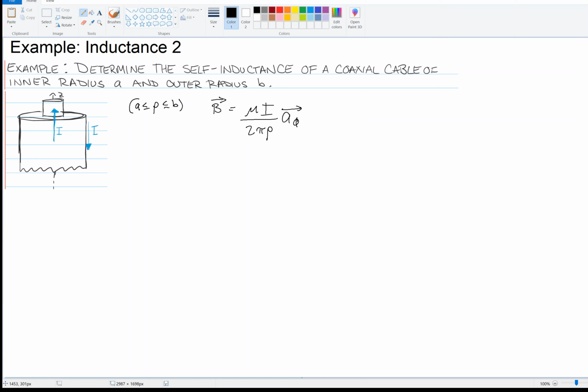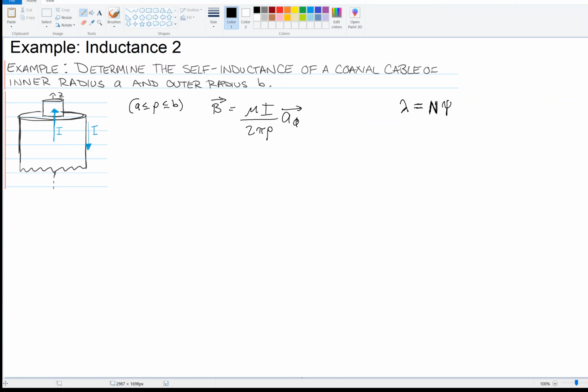The next thing that we need to know for the self-inductance is the flux linkage, which we're calling lambda. That is defined as N, the number of turns or the number of coils, times the flux through each coil. Well, I'm looking at this coaxial cable and I said, what coils? What are you talking about?